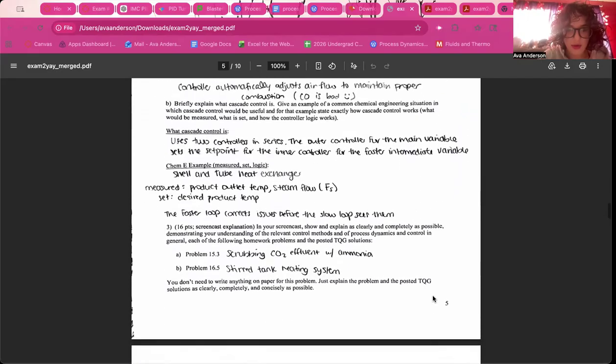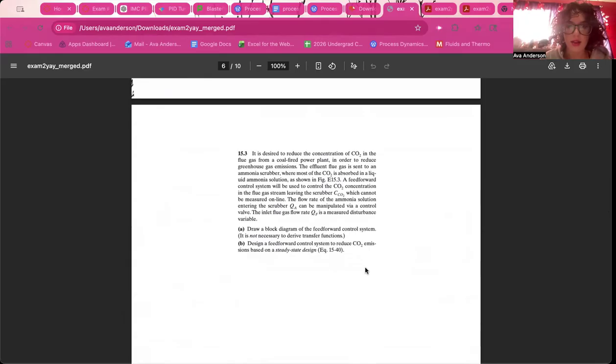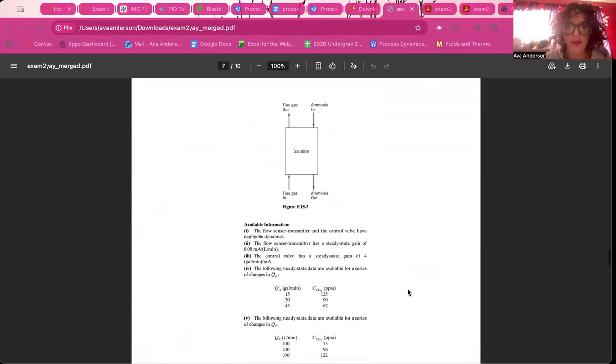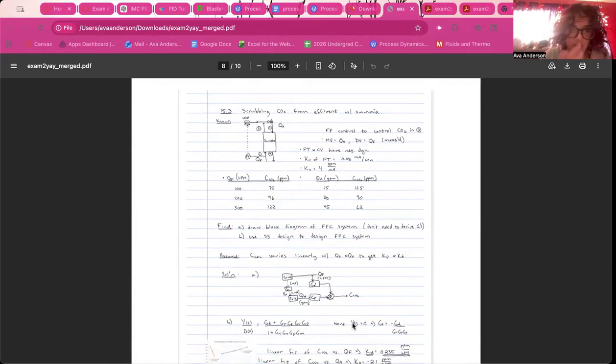And the last part for the screencast is the two homework problems. The first one is describing CO2 effluent with ammonia in the stir tank heating system. This is the problem statement for the first one. That's the little picture, variable information. Walking through the homework solutions. The controlled part is CCO2. Manipulated is QA, that's the ammonia flow. And the disturbance value is QF, which is the feed flow.